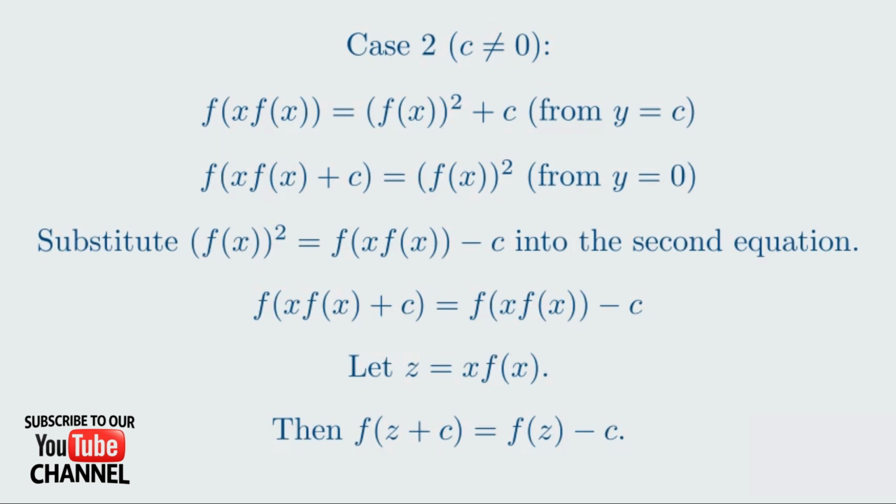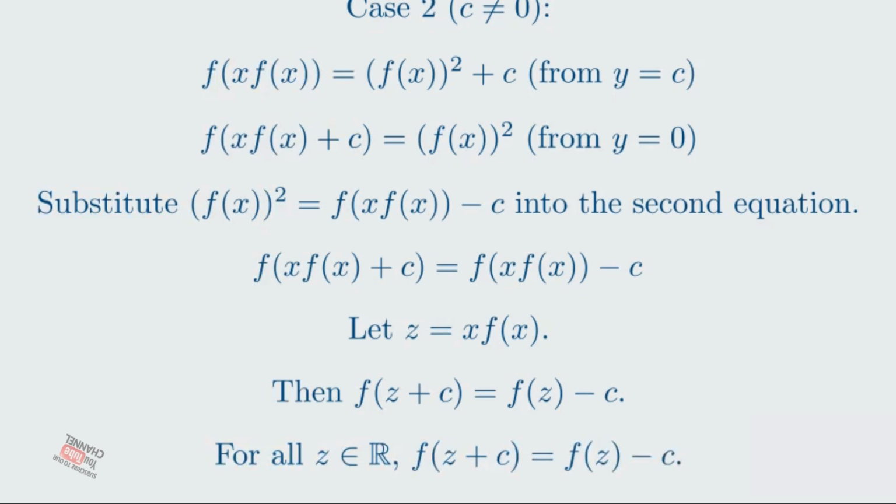We need to determine the range of the expression z equals x times f of x. We know that the range of f is all of R. This implies that the term x times f of x can take on any real value. Therefore, this relationship, f of z plus c equals f of z minus c, must hold for all real numbers z. This equation states that f is not just an involution, but specifically an affine function with a particular slope. The difference in the function's output is exactly the negative of the difference in its input, when the input difference is c.